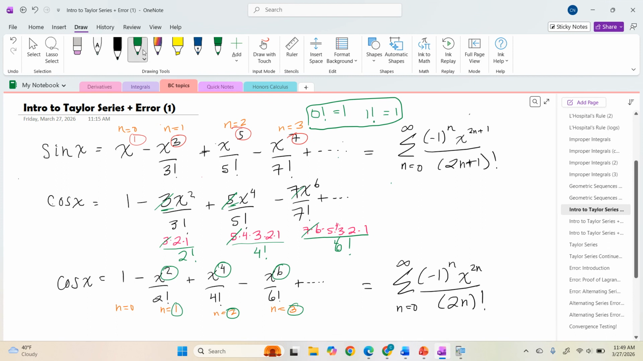All right, let's test it. Let's try plugging in 0. Negative 1 to the 0 power is 1, positive, I want that. X to the 0, anything to the 0 power is 1. 0 factorial, like I said above, is 1. So I'd end up with just 1, which is my first term.